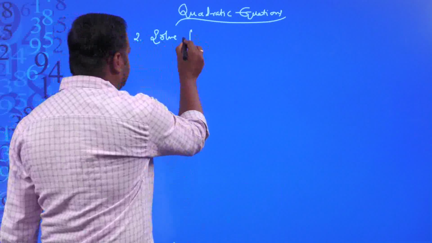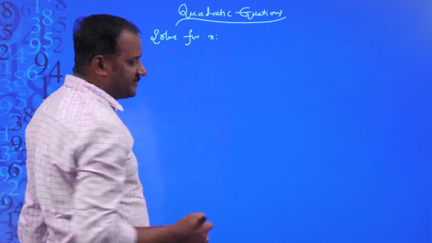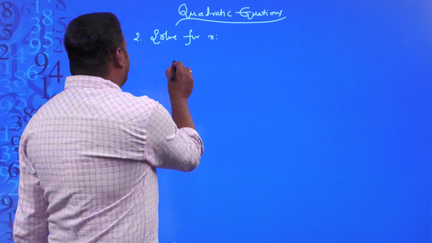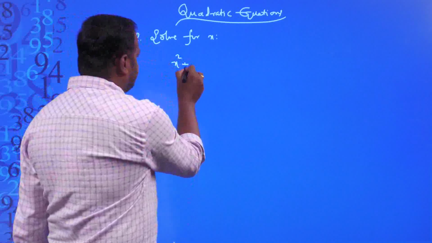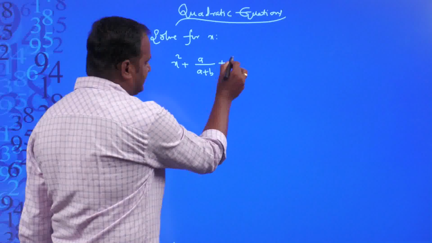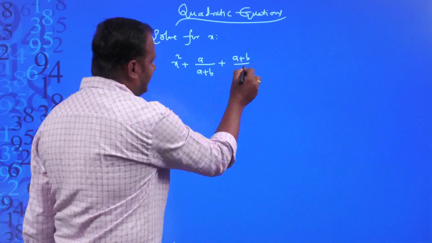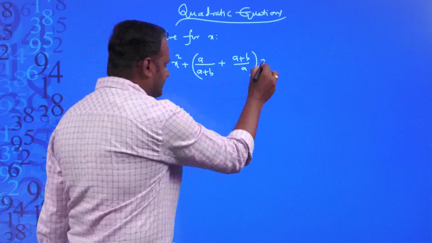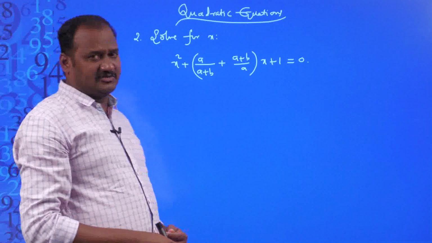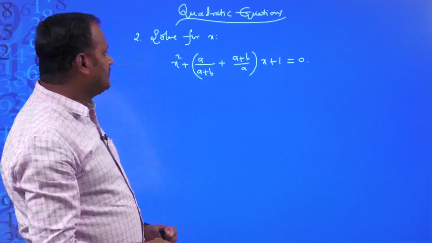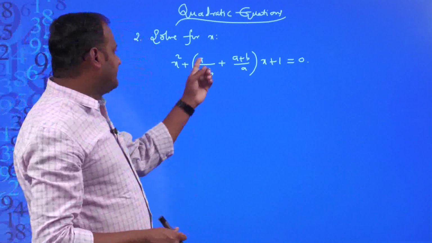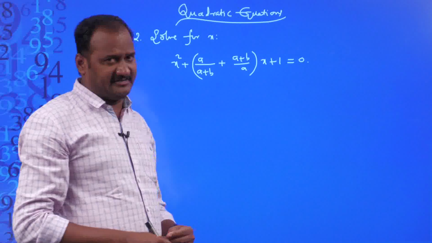Solve for x. Of course, the previous one was also solving for x only. x square plus a divided by a plus b plus a plus b divided by a times x plus 1 is equal to 0. I am going to solve this quadratic equation. But if I want to solve this quadratic equation, what should I do? Because here it is a divided by a plus b and this is a plus b divided by a.